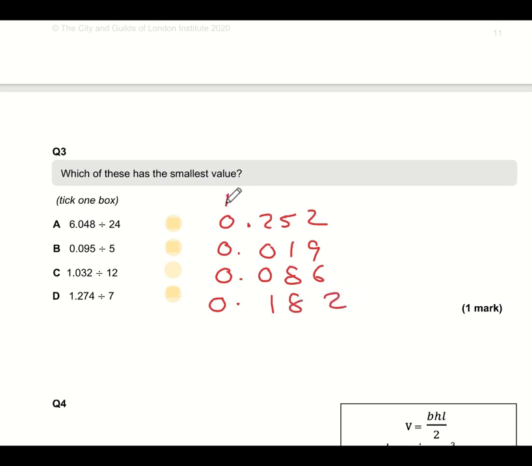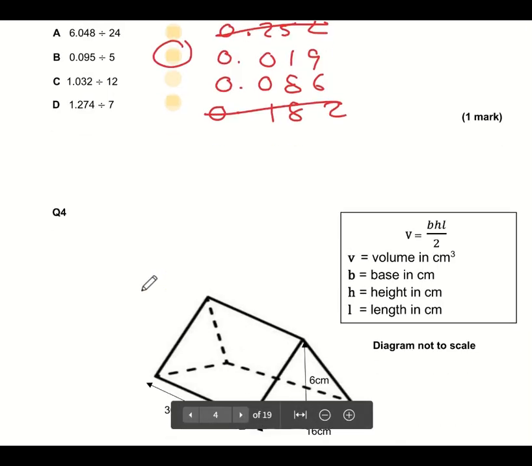In the units column, we can't tell them apart. In the tenths, we've got a 2, 0, 0 and 1, so it can't be the 2 or the 1. If we look at the ones that have 0 in the tenths, let's have a look at the hundredths. 0, 1, 9, 0, 8, or 1 is less than 8, so therefore B is the smallest answer.